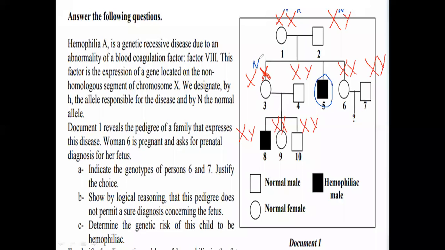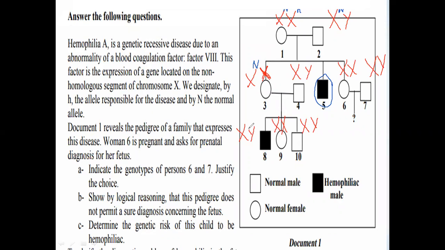And the second allele, what will it be? XN or XNXH? XNXH. Justify your answer, please. Because they gave birth to an affected child 8. So this individual should inherit what?